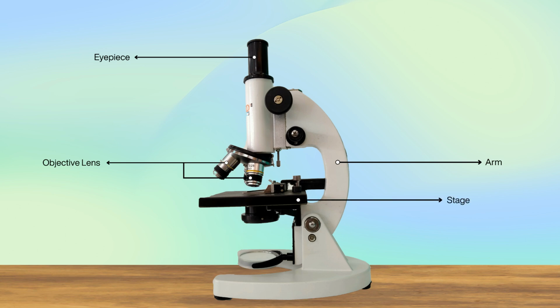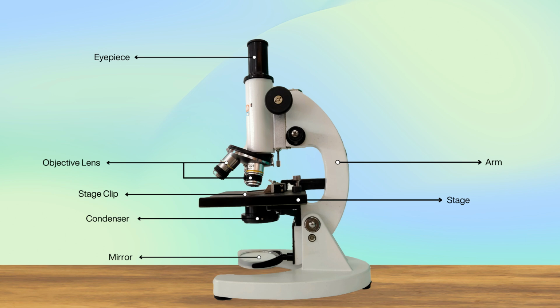The stage is the flat platform where the slide is placed for viewing. This has metal clips, known as stage clips, that hold the slide securely in place on the stage. The condenser focuses light onto the slide from below, enhancing the clarity and contrast of the image. The mirror is just below the condenser and reflects light up through the condenser, stage, and lenses.